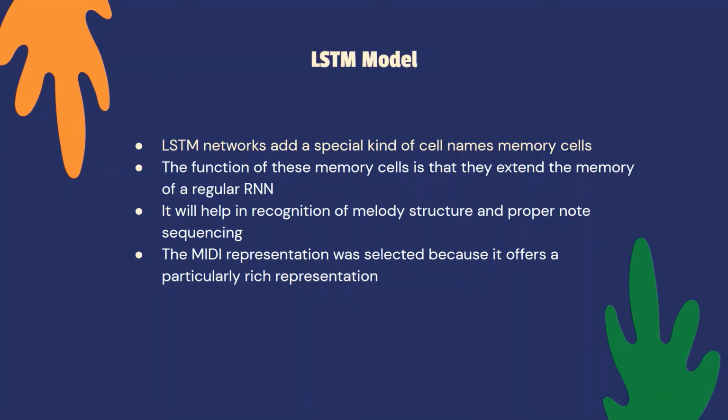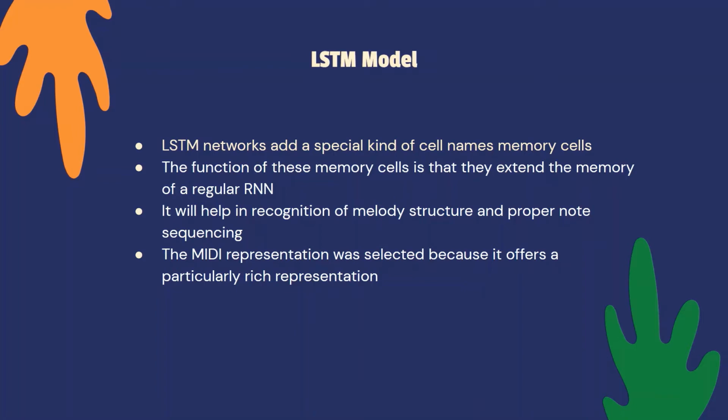The function of these memory cells is that they extend the memory of a regular RNN and allow the network to read, write, and delete stored information based on importance. This allows the network to store long-term memory, which is especially useful in speech recognition and music composing. It will help in recognition of melody structure and proper note sequencing as well. The LSTM is designed to secure information in memory cells, separate and protect it from the standard information flow of a recurrent network. To pass, read, or forget information is performed by opening or closing the gates, akin to a neuron firing.